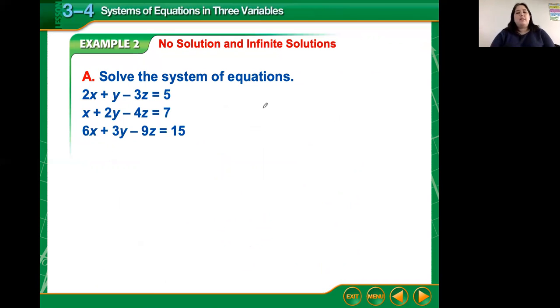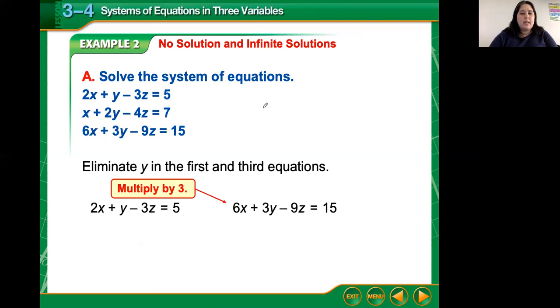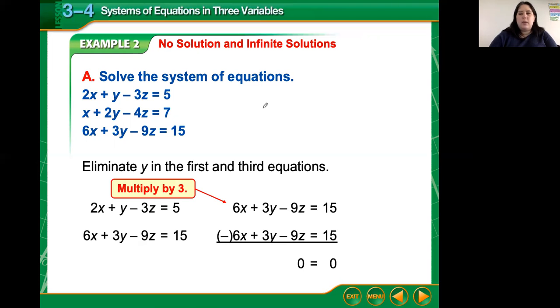All right, so now we have a system of equations that might have no solution or infinite solutions. So they have a special look to them. So we're going to eliminate y using the first and third equations. And when we do that, we get 0 equals 0. Since this is a true statement, this means I have the possibility of having infinite solutions.